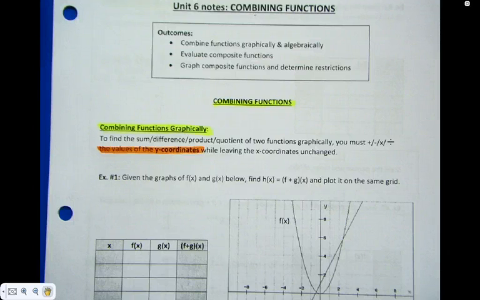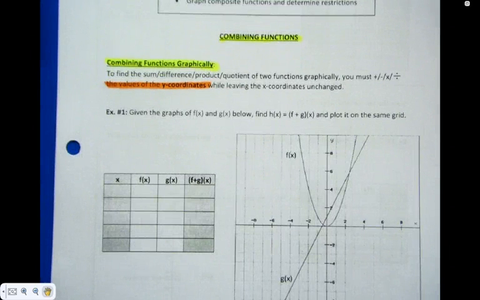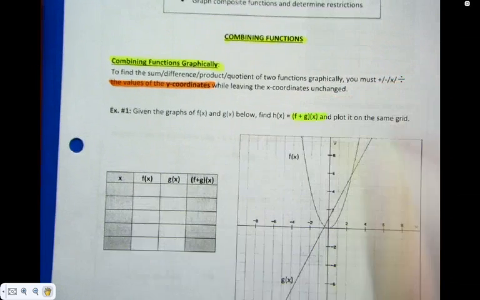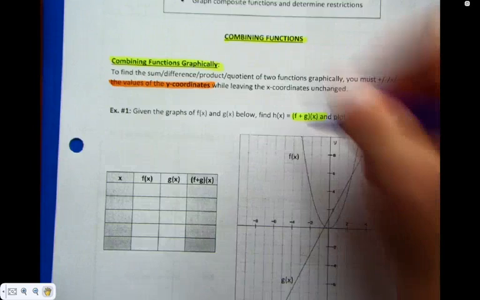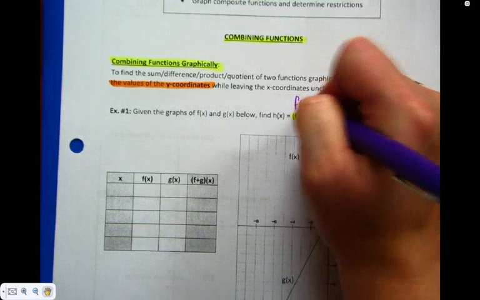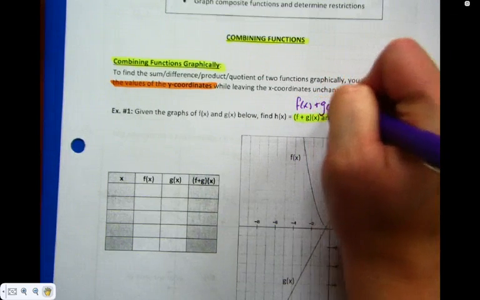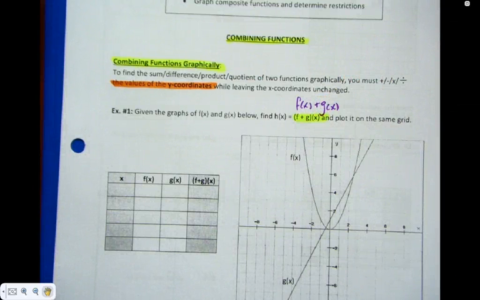So here's what a typical question might look like. Given the graphs of f of x and g of x below, find h of x if f plus g of x equals h of x, and plot it on the same grid. So this is the directions, what they're asking you to do. That's one way to write it. The other way they could write the same question is they might put f of x plus g of x. Okay? Both notations mean exactly the same thing. It means we're going to take the functions and add them.